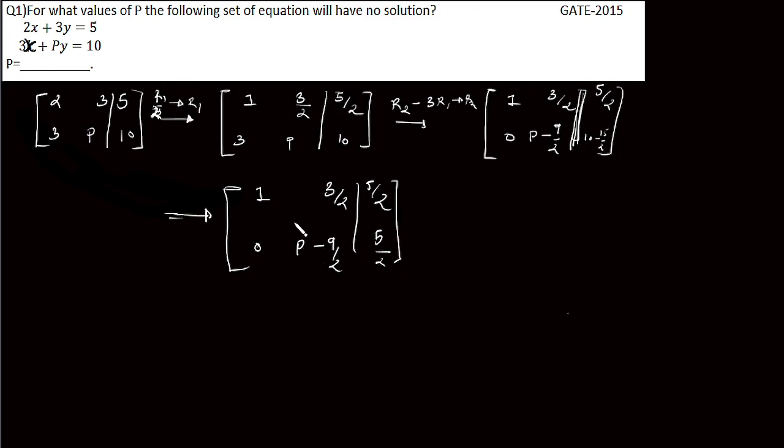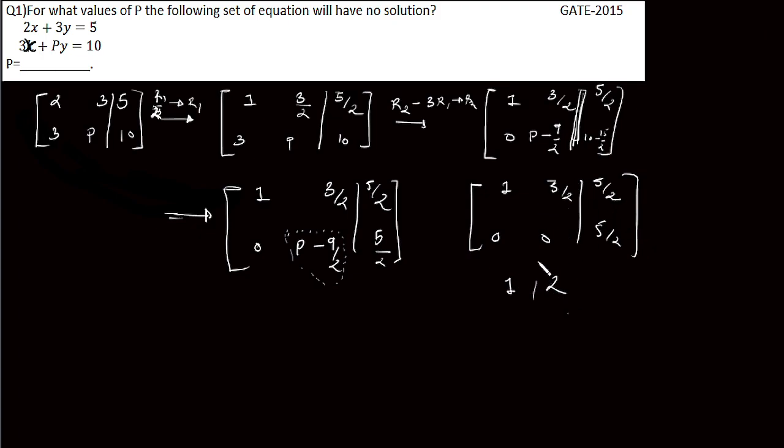Now suppose this element becomes 0, then the matrix looks like 1, 3 by 2, 5 by 2, and here 0, 0, and 5 by 2. Now you can compare the rank of this coefficient matrix, which is 1, and the rank of the whole augmented matrix, which is 2. You can see both ranks are not the same.